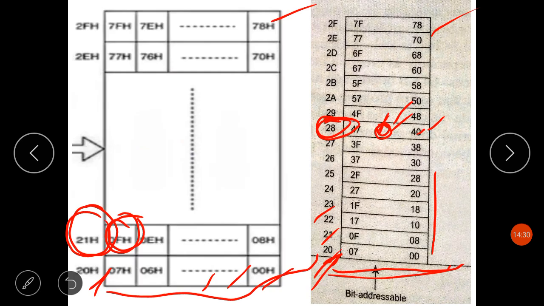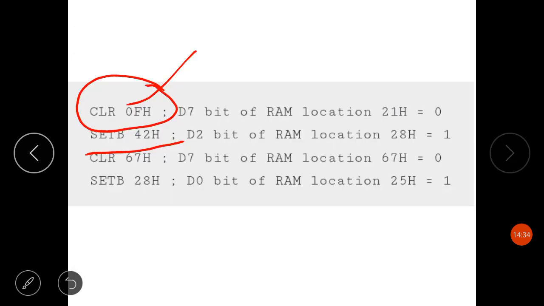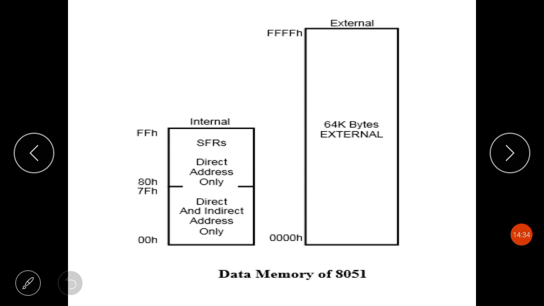So this is how the bit addressable memory works. Now, this was about the bit addressable memory.